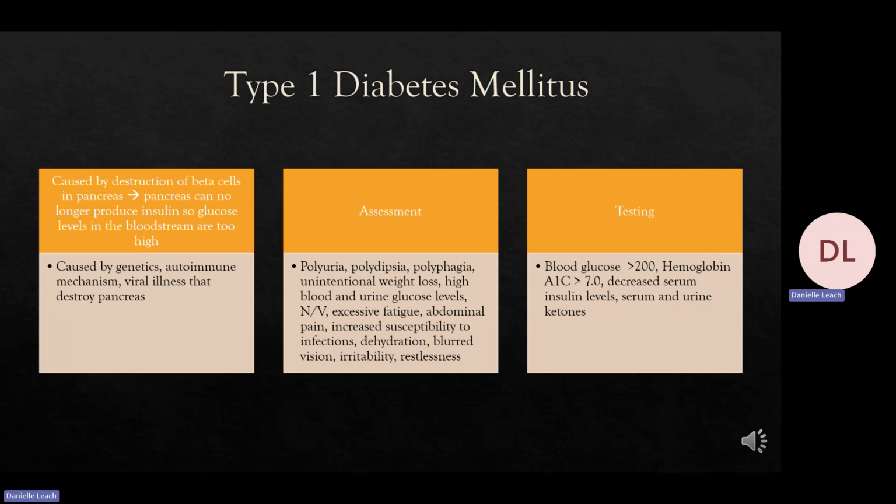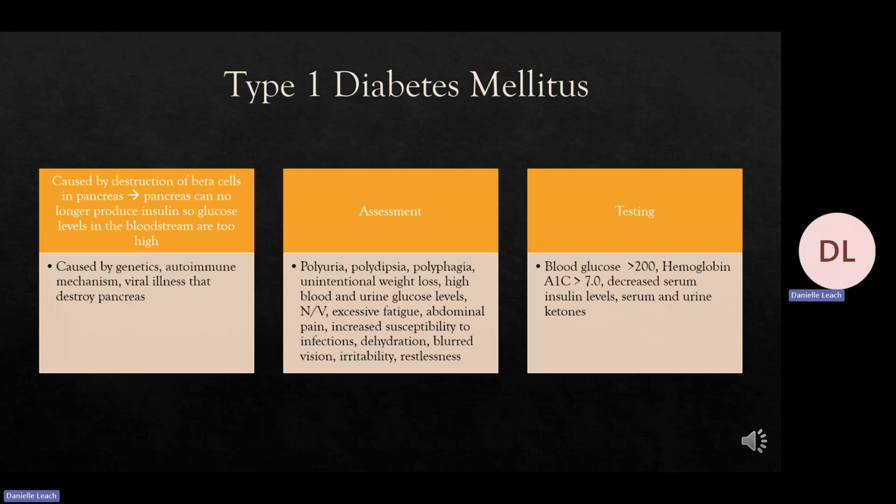Type 1 diabetes mellitus is caused by destruction of the beta cells in the pancreas. When the beta cells are destroyed, the pancreas can no longer produce insulin, so glucose levels in the bloodstream are too high. So kids with type 1 diabetes must have insulin administered to them to survive. The cause of diabetes results from a variety of things, including possible genetic influence, autoimmune mechanisms that negatively affect the pancreatic cells, and also viral illnesses that destroy pancreatic function.